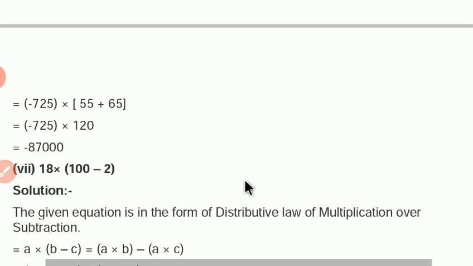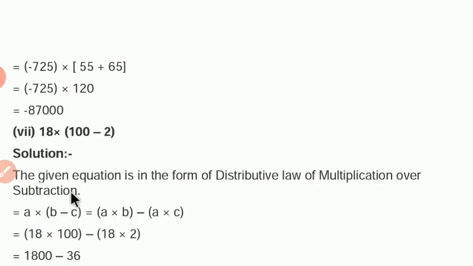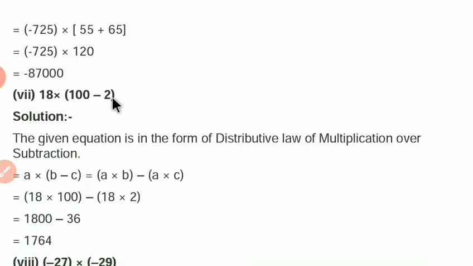So the given equation is in the form of distributive law of multiplication over subtraction. Here plus sign is not given, minus is given, it means we can write here subtraction. It is valid for both. So it is given in the form of A into B minus C, which is equal to A into B minus A into C. There is no difference, only in place of plus you have to replace by minus. So it is given in form of A into B minus C. So we have to change into A into B minus A into C.